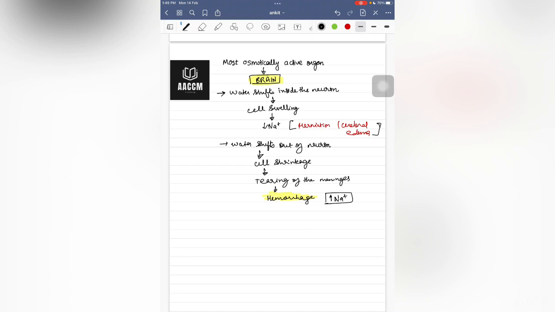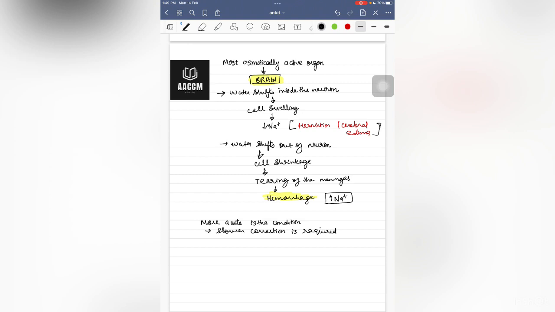And one more thing is important here, that the severity of the clinical symptoms often depends on the acuity of the disturbance and not just the magnitude. So the more acute the condition is, I'm talking about the sodium levels here, slower correction is required. So this is the thing which we should remember.